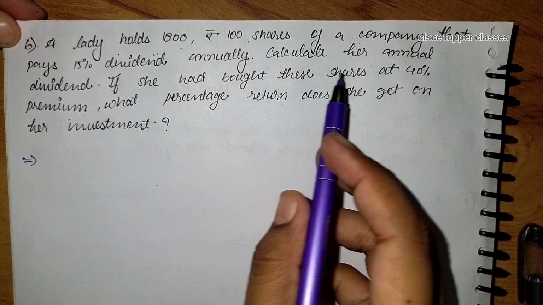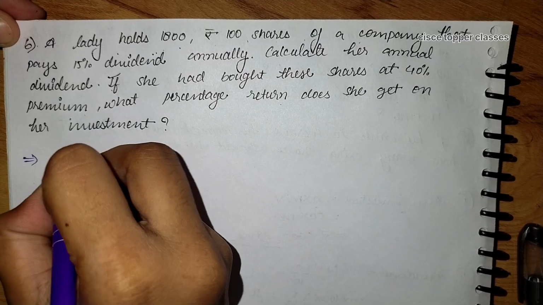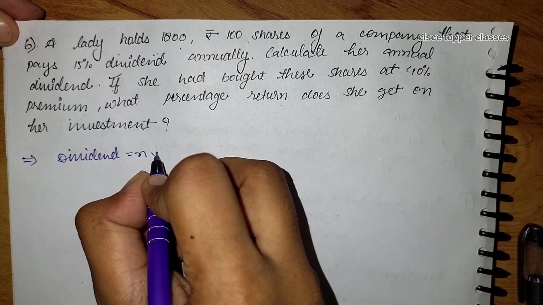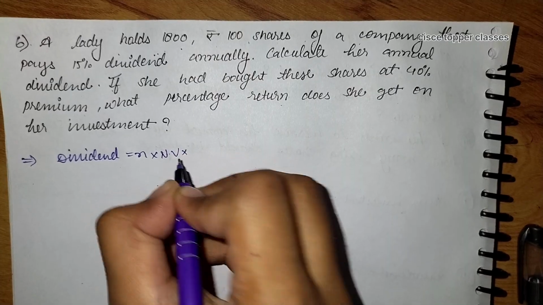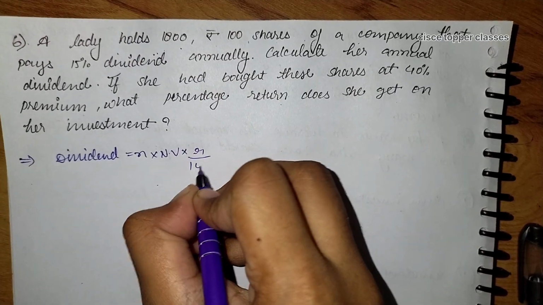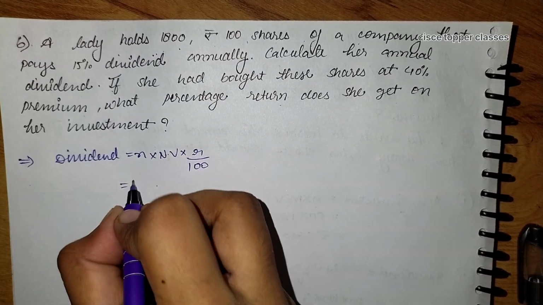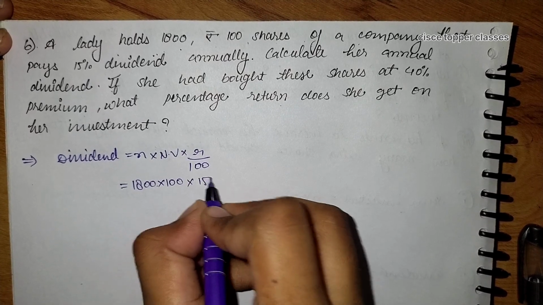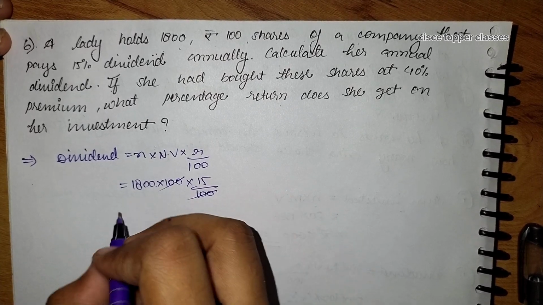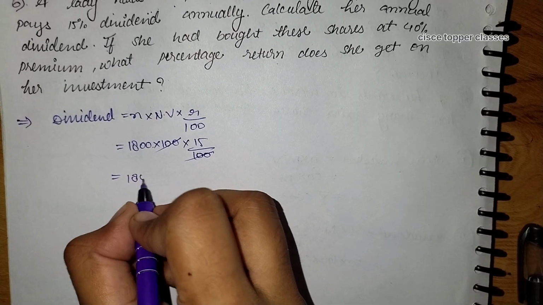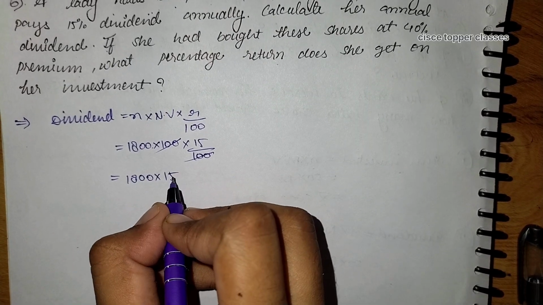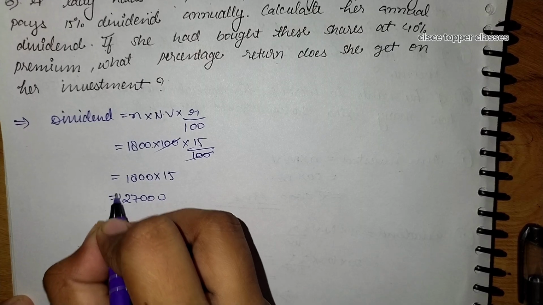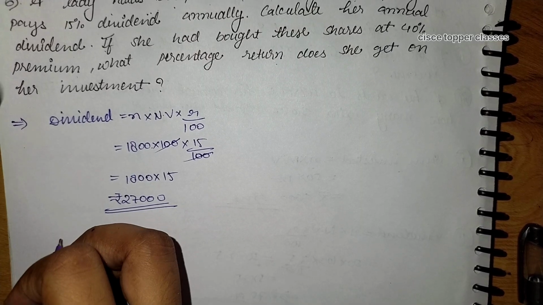So here we have to firstly find the annual dividend. So we know the formula for dividend, that is number of shares into the nominal value into rate by 100. On putting the number of shares is 1800, nominal value is 100, rate percent is 15 by 100. So this will be cancelled out from here and we will get 1800 into 15, means 27,000 rupees is the total dividend, means total income.